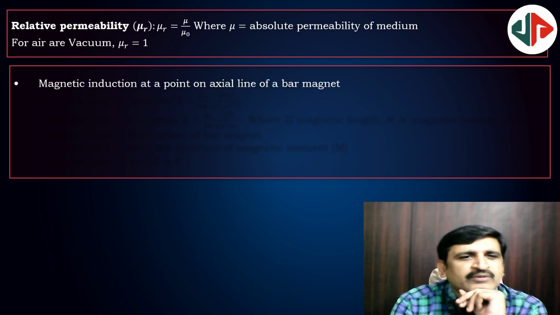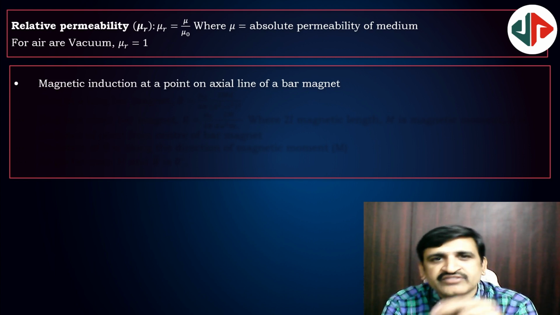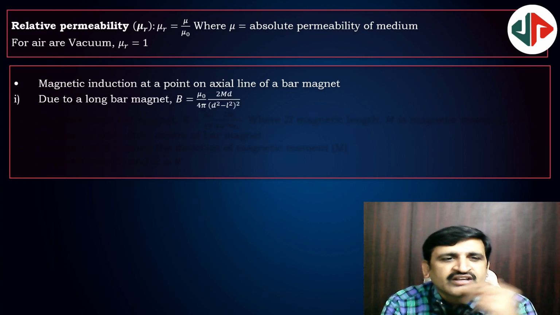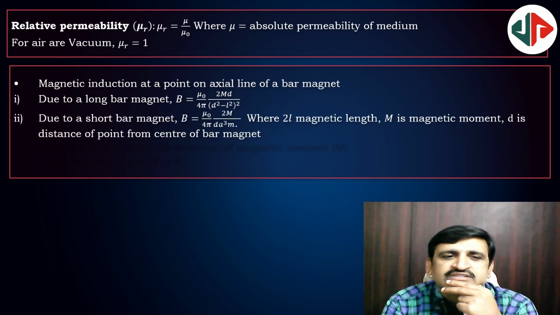Magnetic induction at a point on the axial line of a bar magnet: if it is a short magnet, or if it is a long magnet, 2 formulae will come. If it is a long magnet, it is mu naught by 4 pi times 2Md by (d square minus l square) whole square. This is for a long magnet. If it is a short magnet, just 2m by d cube. Yes, 2m by d cube.